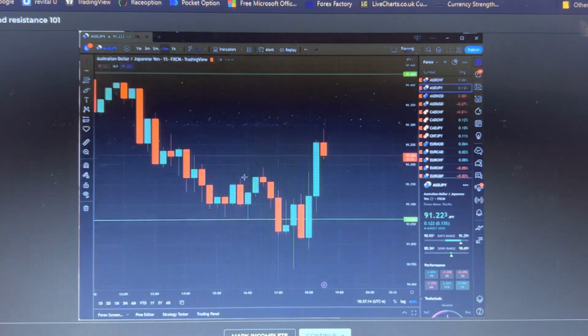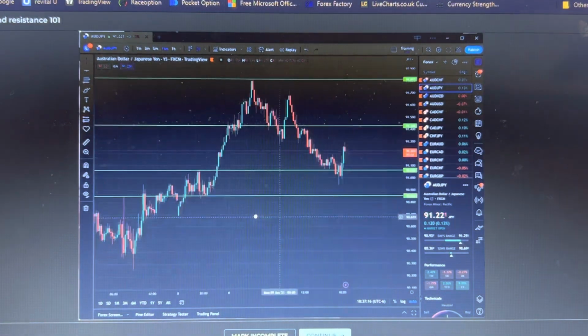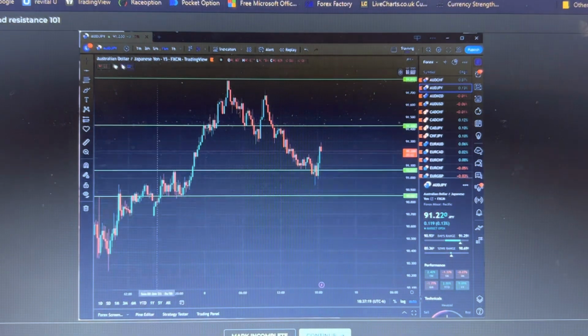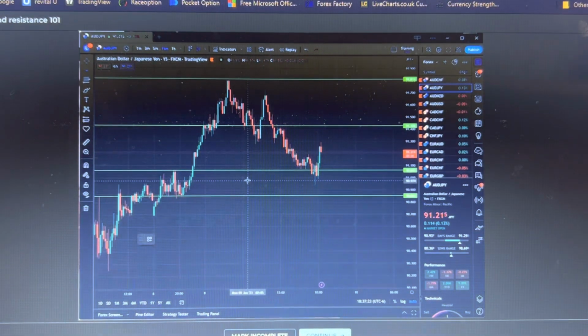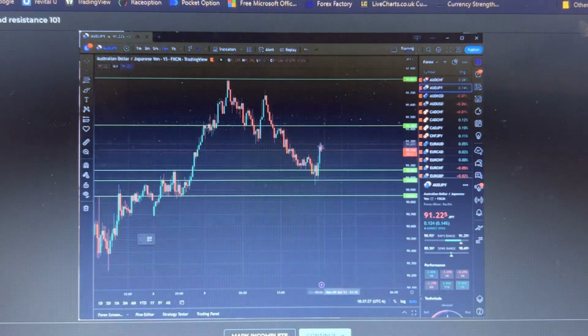So now we're going down to 15 minutes. And you notice everything's a little bit more spread out. Now we can find better spots for these lines. Find some more times that it hit. Good spots.